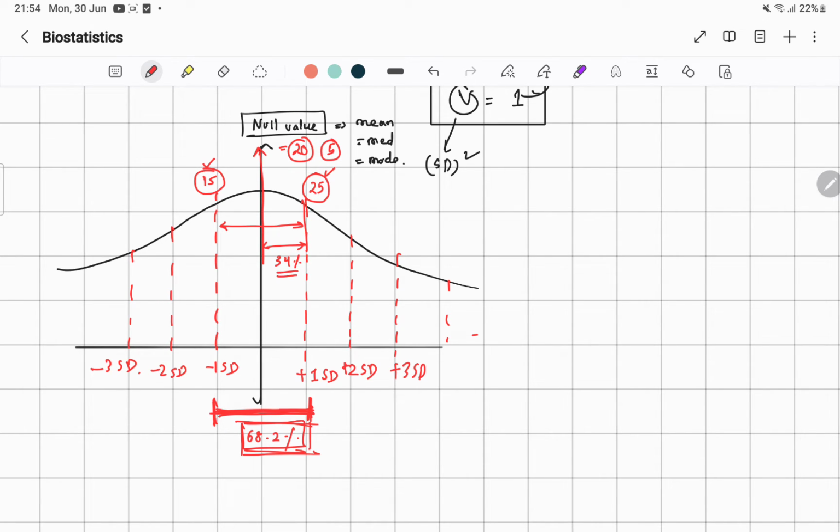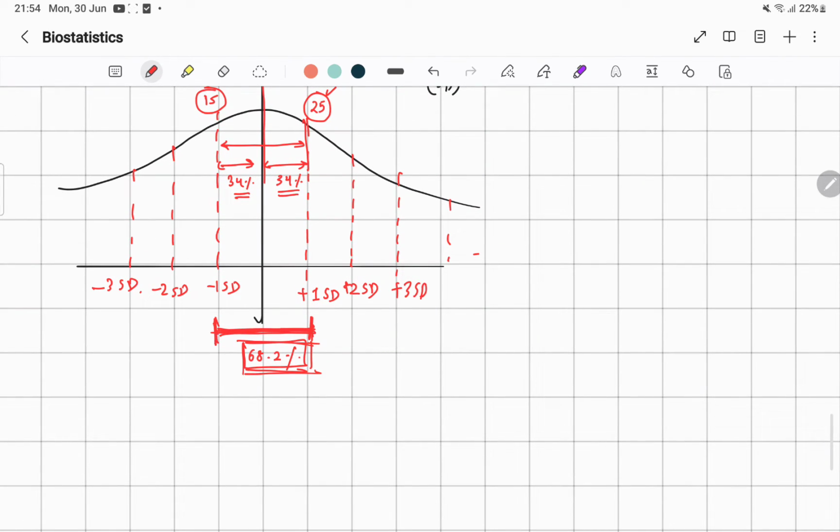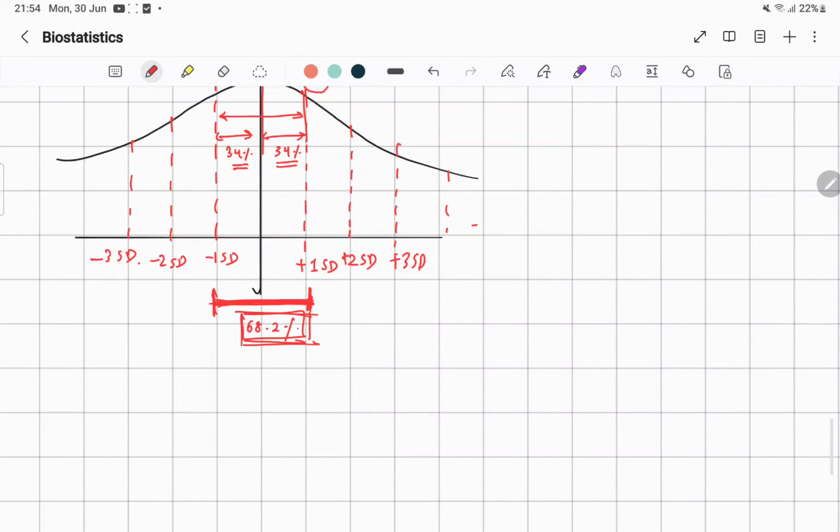34%. Are you able to understand? What percent of population lies between 15 and 20? 34%. Are you able to understand? Yes. Okay, so we understood that 68.2% of population lies between minus 1 SD and plus 1 SD.